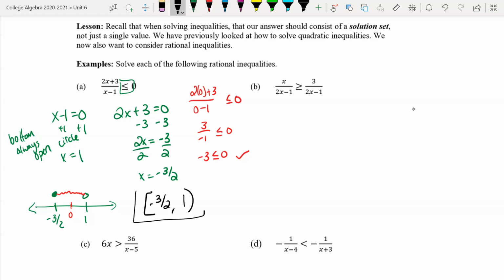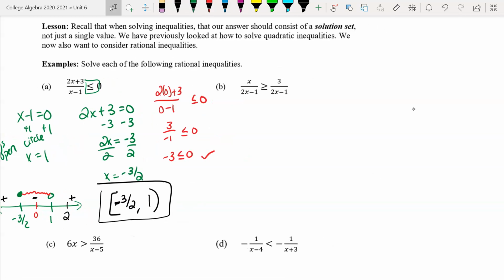It's going to have a parenthesis at 1. Negative 3 halves is going to have a bracket because it was a closed circle. So this was a negative number, which means these other sections are going to be positive, which means they're going to be false statements. So if I plugged in 2, for example, I would get a positive number, which means a positive number is not less than or equal to 0. Just use common sense there. So it's not going to be true. That was the easy one to start with.